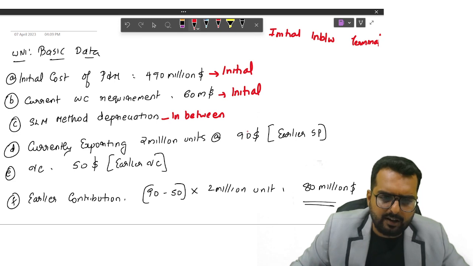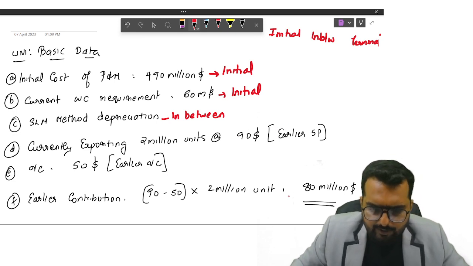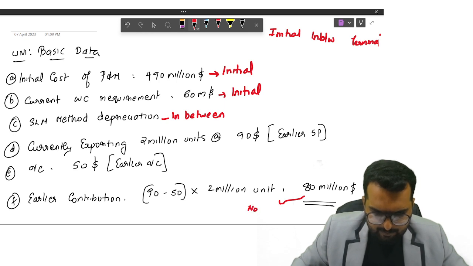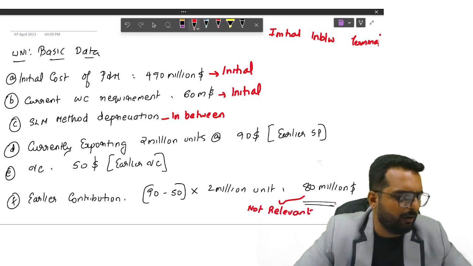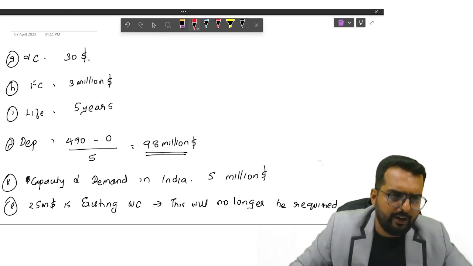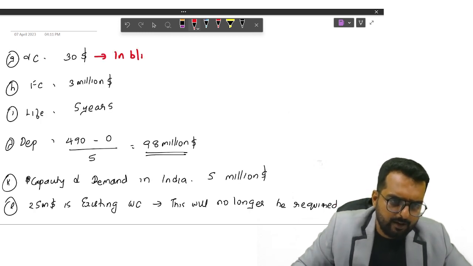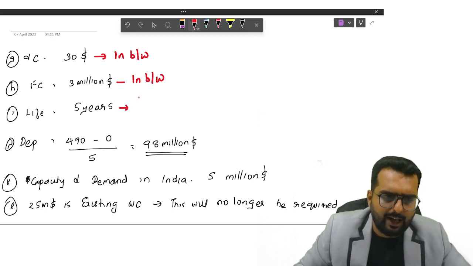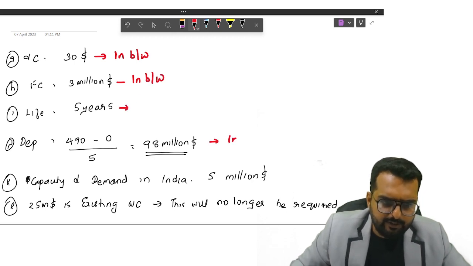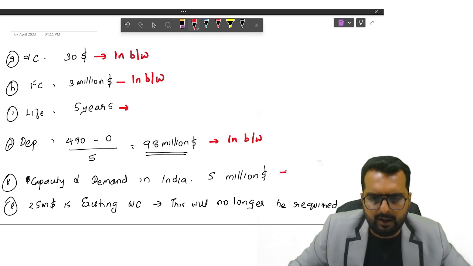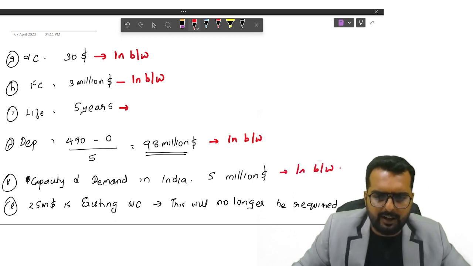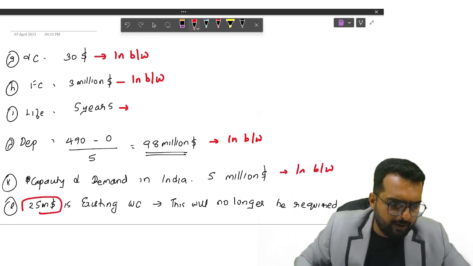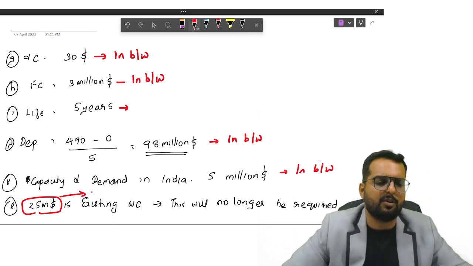Depreciation? In between. Currently exporting 90, 50 is not relevant. This is not relevant at all. Okay. Next point. Variable cost 30, in between. Fixed cost, in between. Life, not relevant. Depreciation, in between. 5 million, in between. What about this 25 million, friends? Tell me. I need your answer on this one.